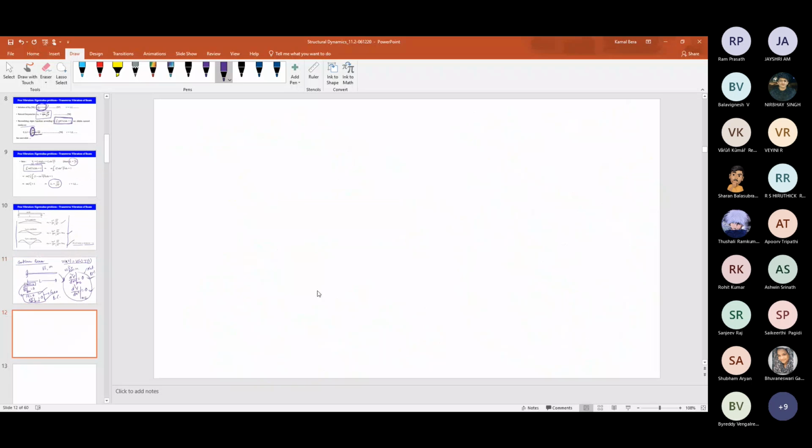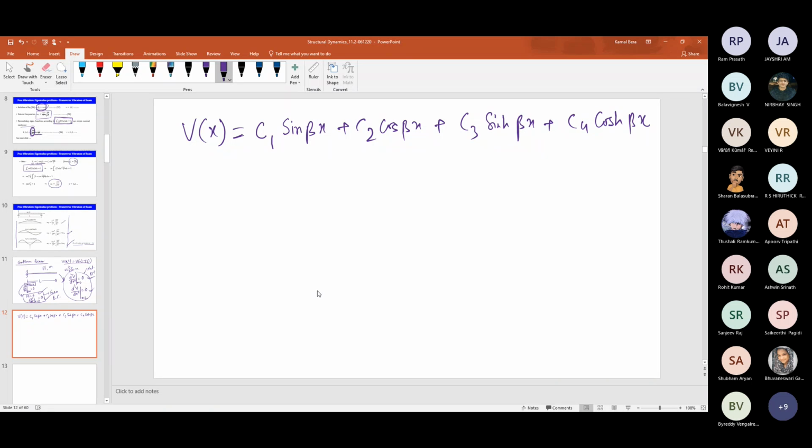Or you can just write it. So V(x) is equal to, can you tell me what I have written first for C1, sin beta x or what I have written? Sin beta x or cos beta x or hyperbolic? Which one first written there? Can you tell me? Sin beta x. Then I think it is cos beta x. Doesn't matter, whatever you write. Sin hyperbolic beta x plus C4 cosine hyperbolic beta x. So this is the solution that I obtained for V(x).